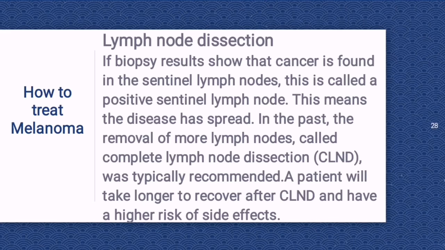Last, the treatment for melanoma is lymph node dissection. If biopsy results show that cancer is found in the sentinel lymph nodes, this is called a positive sentinel lymph node. This means the disease has spread. In the past, the removal of more lymph nodes, called complete lymph node dissection, or CLND, was typically recommended. A patient will take longer to recover after CLND and have a higher risk of side effects.